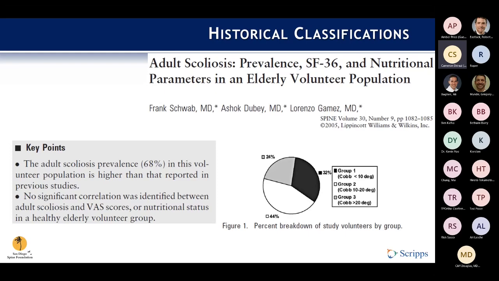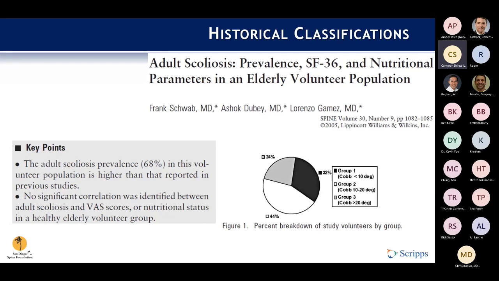This study is from Schwab et al. A prospective self-analysis and evaluation of nutritional and radiographic parameters in a series of healthy adult volunteers older than 60 years old. They had 75 patients total with no prior history of spine surgery and no history of scoliosis. And so their main goal was to assess the prevalence of scoliosis and assess for any correlation with SF36 scores and nutritional status.